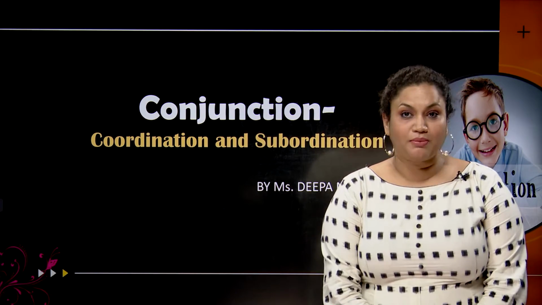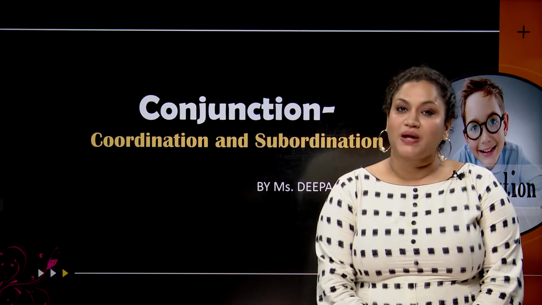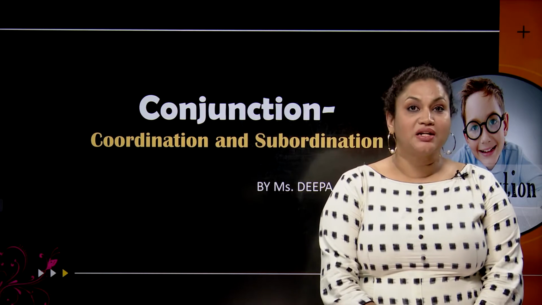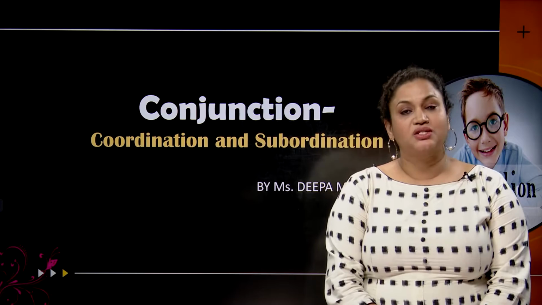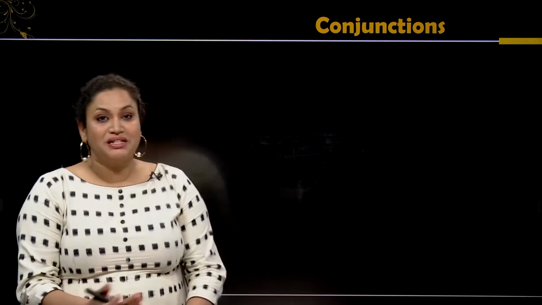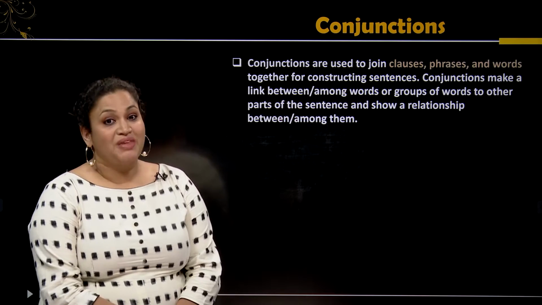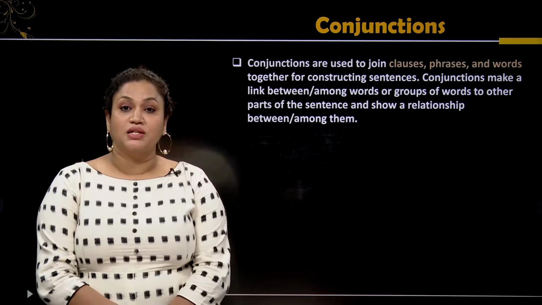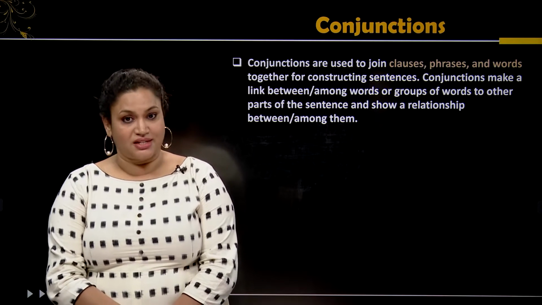Now, when we talk about conjunctions, conjunction plays a vital role in your SAT writing section, especially coordination and subordination. When we're talking about coordination and subordination, it is about the types of conjunctions that we will be using in our simple sentences or in our complex sentences. Let's see what they are. Conjunctions are used to join clauses, phrases and words together for constructing sentences.